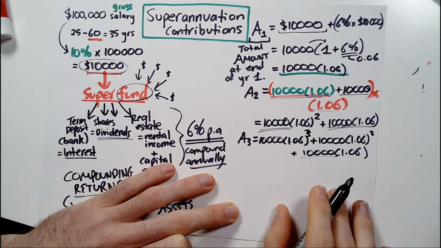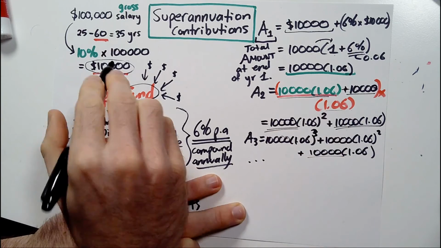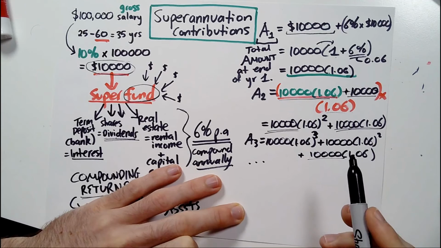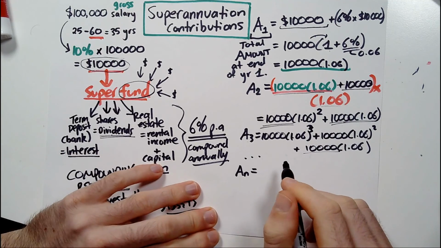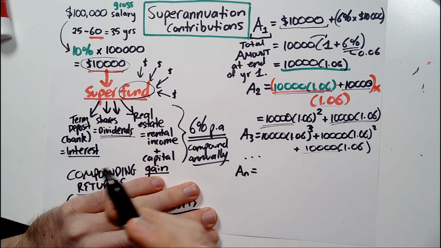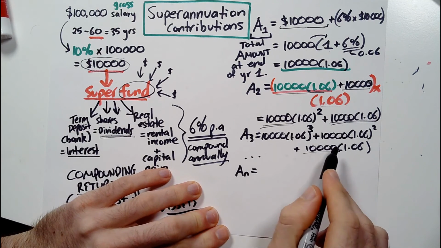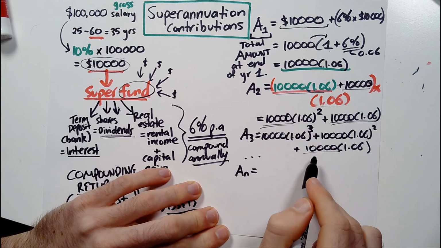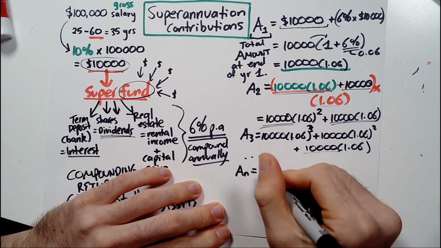Okay, so what's the general pattern emerging here? We don't want to keep doing this for 35 years. Remember, I'm interested in what this is all going to be worth at the end of 35 years. So if I want to work out the amount in my super account at the end of any particular year, then I can notice that everything always has $10,000 at the front there. So we can actually factorize the $10,000 out.